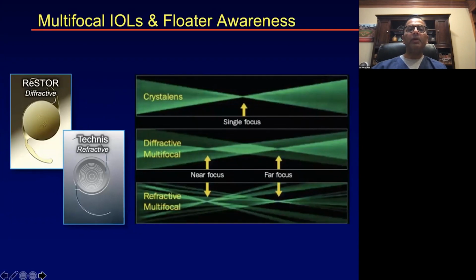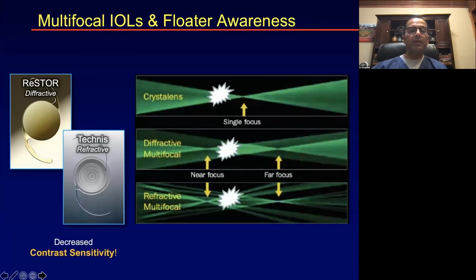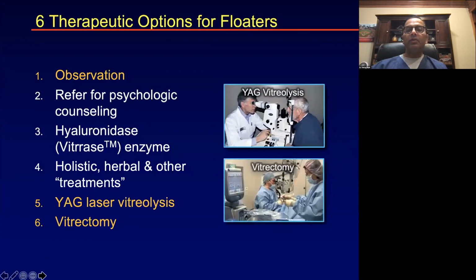A multifocal lens really makes it difficult since you have different areas of near and far focus with these different types of refractive IOLs, and it makes floaters even more prominent, as you can see here. So what all these do is they decrease the contrast sensitivity. So therapeutic options really are observation. Not sure about psychological counseling. Vitreous, which you don't really have, holistic treatments. Really, the options are going to be observation, YAG vitreolysis, or vitrectomy.